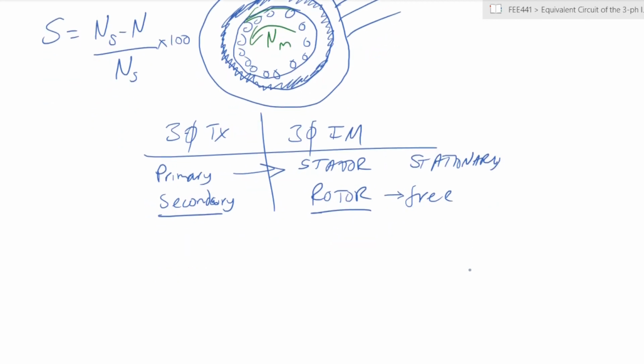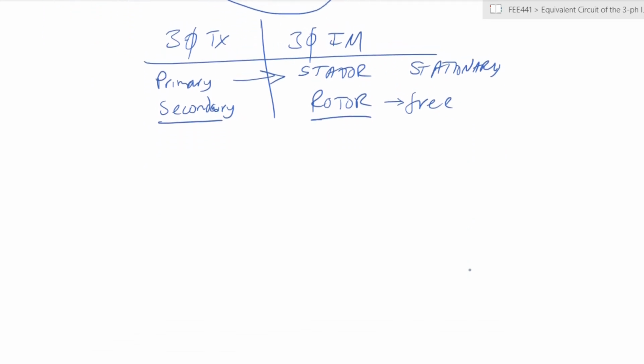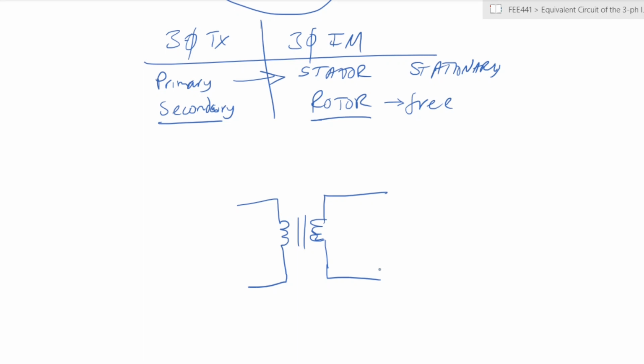So in that sense, we can represent both the three-phase induction motor and the three-phase transformer using this set of windings, whereby you have your primary on this side and your secondary on the other side. In the case of the three-phase induction motor, you have your stator and your rotor. Those are the analogous points.